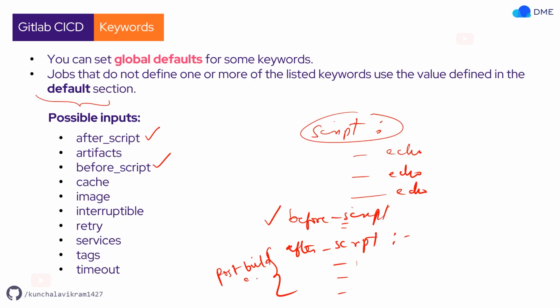One other difference is, whatever you put inside script and before_script, they both will run in the same shell environment, but after_script will run in a different shell environment. So that you need to remember, it doesn't matter for normal jobs.